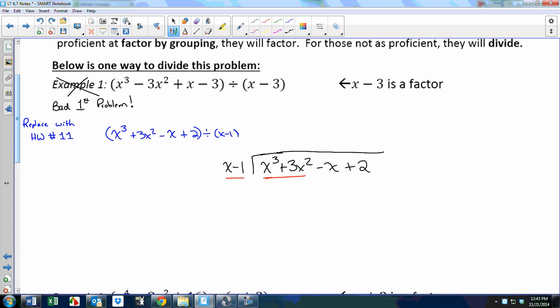And I see the look. That's the look I get too. I don't even know how to think like that. So let me rephrase it. This is probably easier to think about. It is easier to think about. What would you multiply x by to get x cubed?